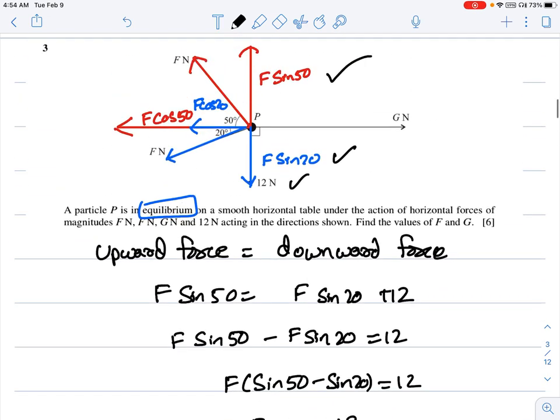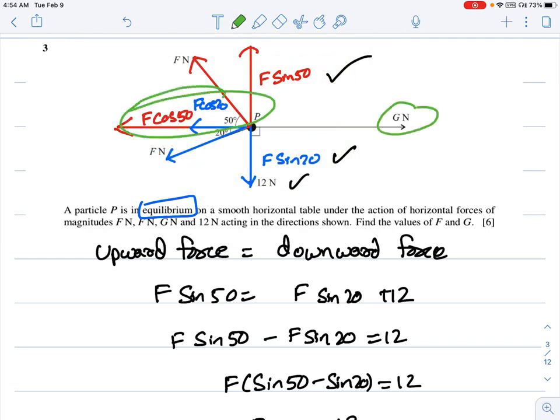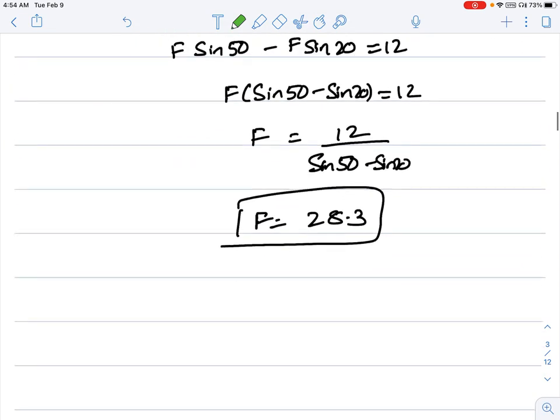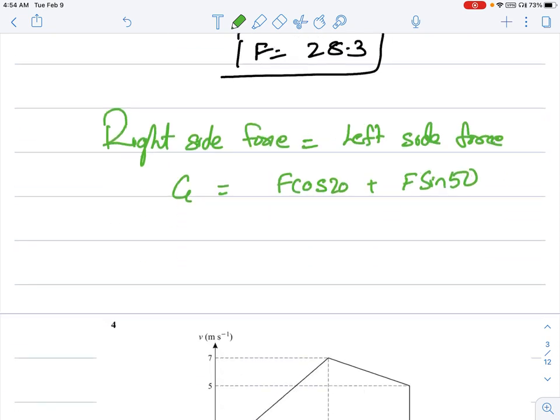Now I need to get the value of G. For that, I see that the right side force is equal to the left side force because it is in equilibrium. Right side force is equal to left side force. So the right side force is G and the left side force is F cos 20 plus F sin 50. Now plug in the values of F cos 50.